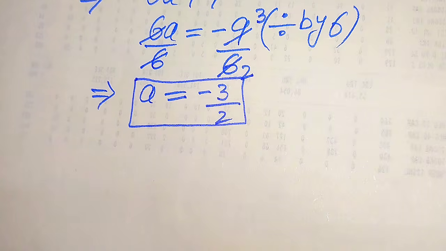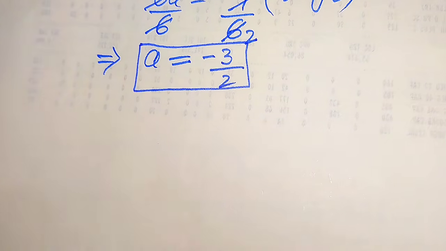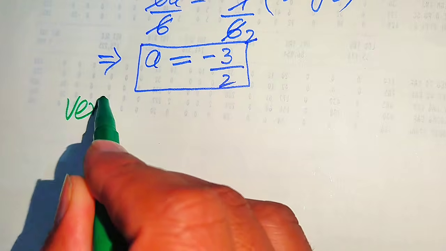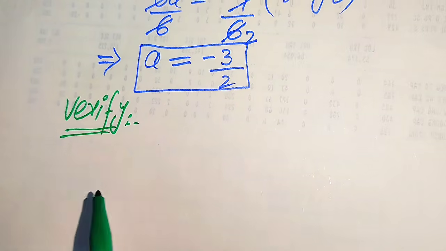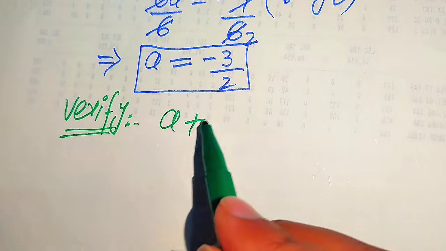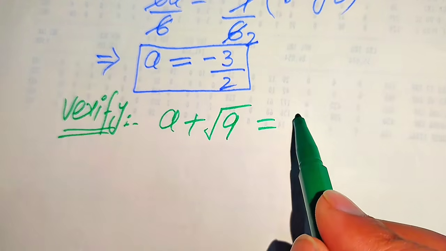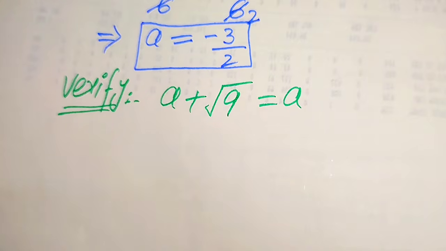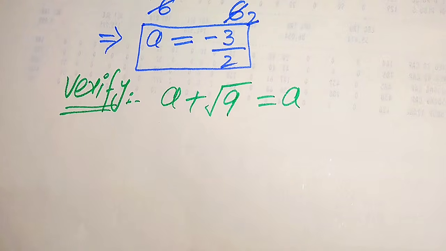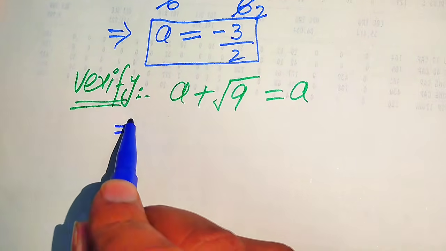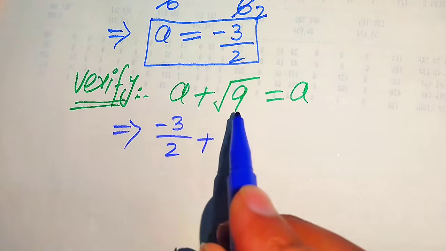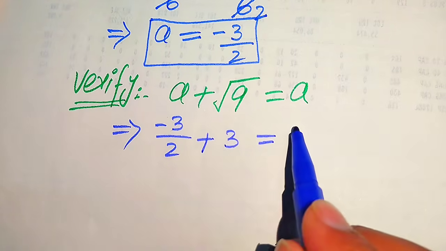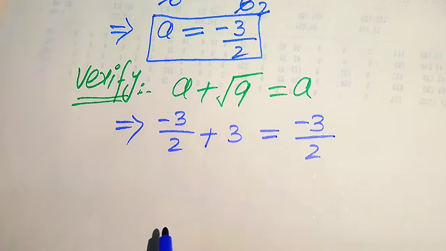Now in the next step we need to verify whether this value of a is a solution, or whether this value of a is an extraneous root. For verification, we need to copy down the given question statement. Here it is a plus square root of 9 is equal to a. Here we substitute the above value of a on both sides and check its behavior. When we put this value here, it becomes minus 3 over 2, plus we know that square root of 9 becomes 3, is equal to, this is also minus 3 over 2.